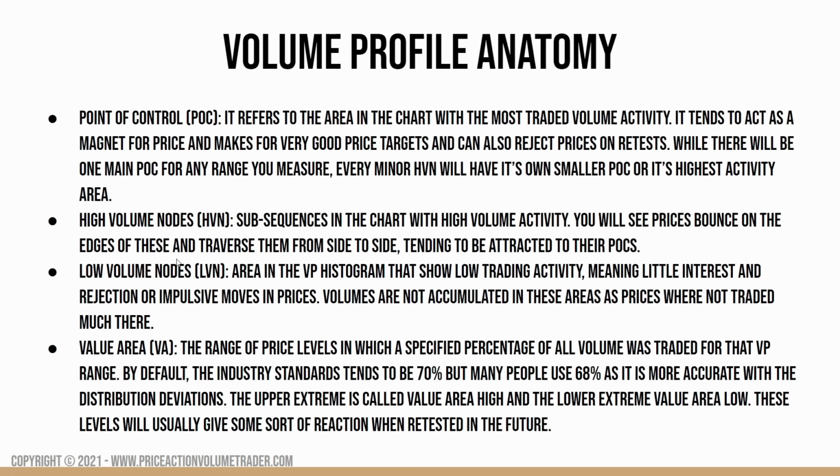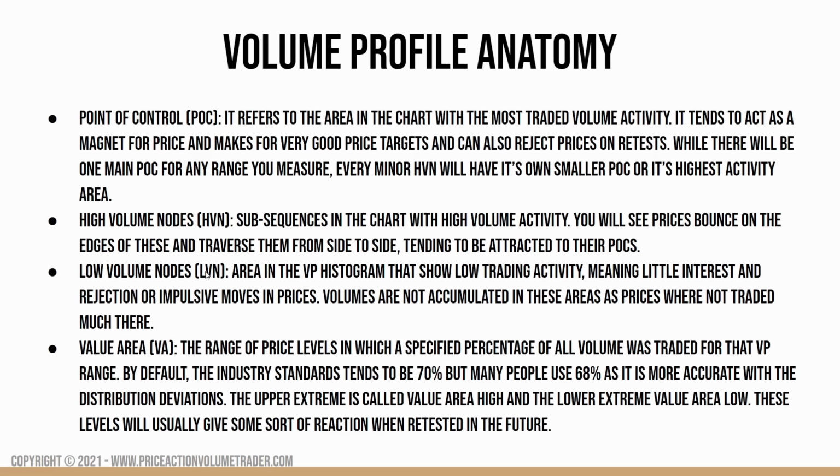The next important element to know is the high volume nodes, or HVNs. So these are subsequences in the chart with high volume activity. You will see prices bounce on the edges of these and traverse them from side to side, and they tend to be attracted to their POCs. So that means the areas on the high volume nodes where there was the most trade activity.